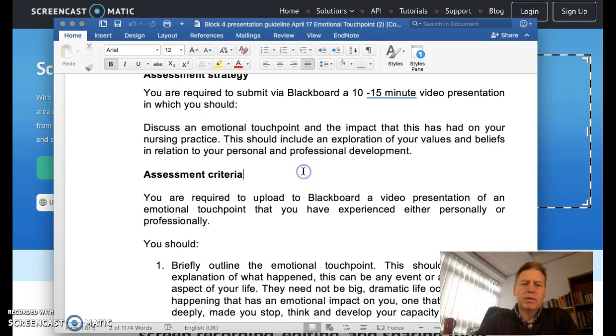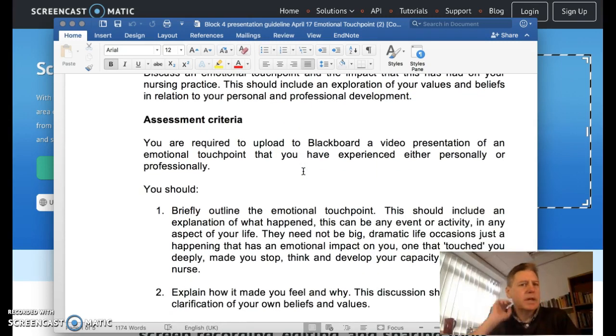What is important, though, when you're thinking about this, is that this emotional touch point is not just a description of what's happened. What we want you to be thinking about is how an emotional touch point has triggered something in you to make you think a bit more deeply and want to understand something at a deeper level, because this is an academic assignment. So we need to think how you're bringing theory and practice together and how that's helping you develop your nursing skills, your knowledge, your attitudes.